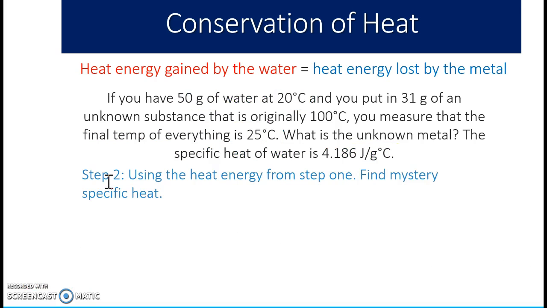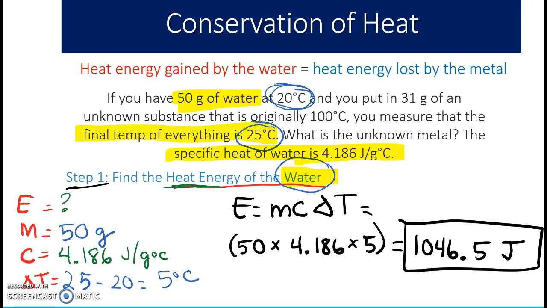Step number 2, I will need to use the heat energy from step number 1 in order to find the unknown or the mystery specific heat. So I'm going to start out the same way by identifying all 4 variables. Energy, that's the number that I got in step number 1, so 1046.5 joules.